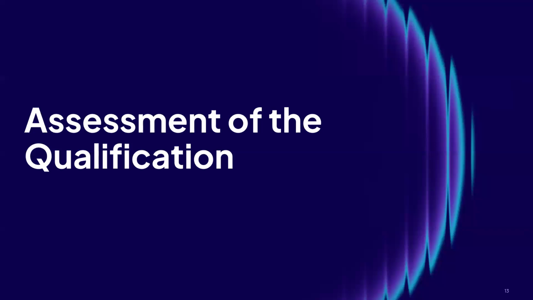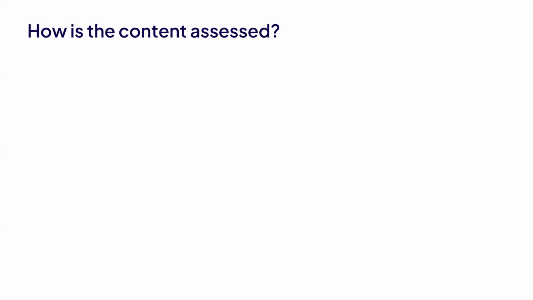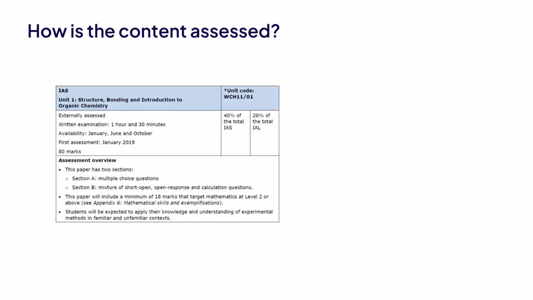Okay, right. The assessment of the qualification. How do we go about assessing this particular qualification? Well, there's the IAS. Don't try and take in all this information because it's all in the specification. But the IAS, Unit 1, is a paper that carries 80 marks. It's a 1 hour, 30-minute paper.